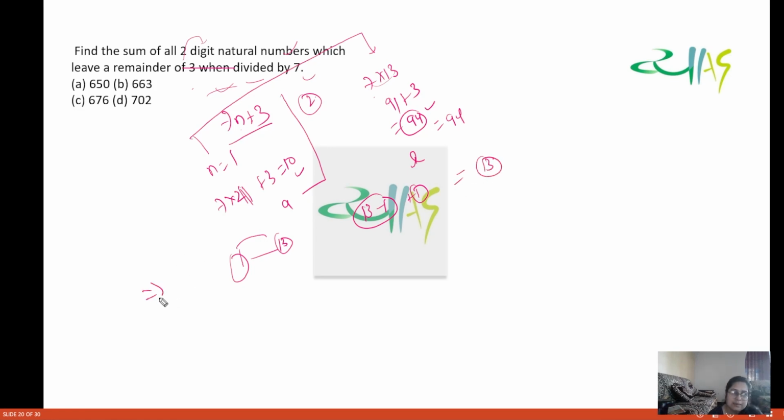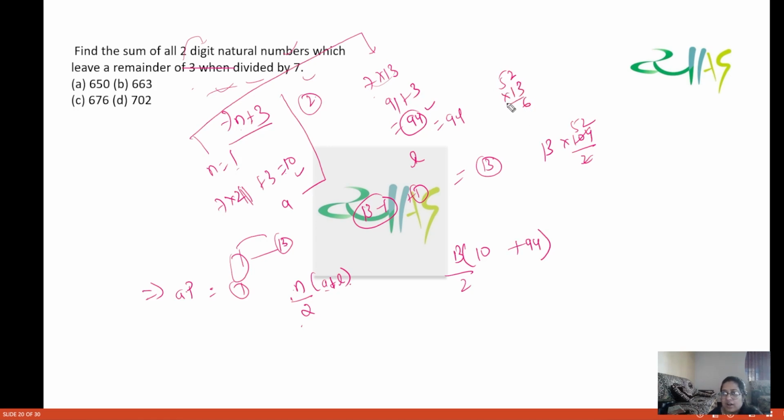So the AP formula when you know the first and last term is n/2 (a + l). Here n is 13, and a is 10, because the first number is obviously 10, and the last number is 94. So 13 into 104/2, so this is 52. 52 into 13 is 676. So the sum you are getting is 676.